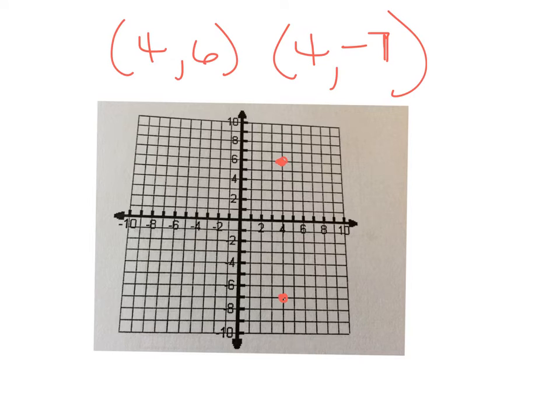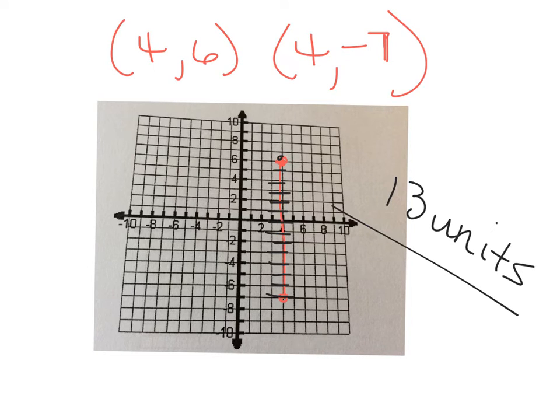Now if you look at these two, these are not diagonal. So I don't have to use the Pythagorean theorem on this one. I just want to find out how long this line is. So all I'm going to do is count boxes. From the top one, I'm going to go down 1, 2, 3, 4, 5, 6, 7, 8, 9, 10, 11, 12, 13. So the length of my line, or between my 2 points, is 13 units. So these are the easy kind. You don't have to use the Pythagorean theorem.